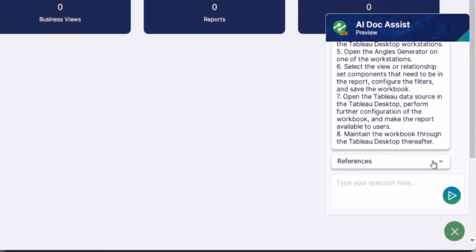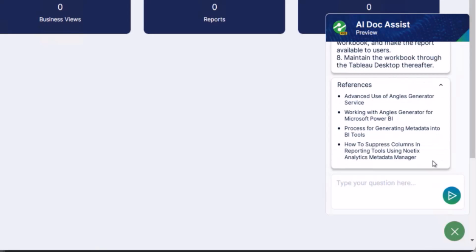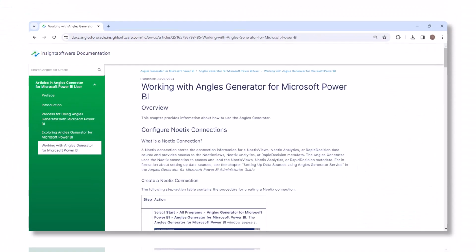In the References section, we have the ability to look at specific knowledge-based articles and documentation. By clicking on Working with Angles Generator for Microsoft Power BI, it opens the content from the documentation portal.